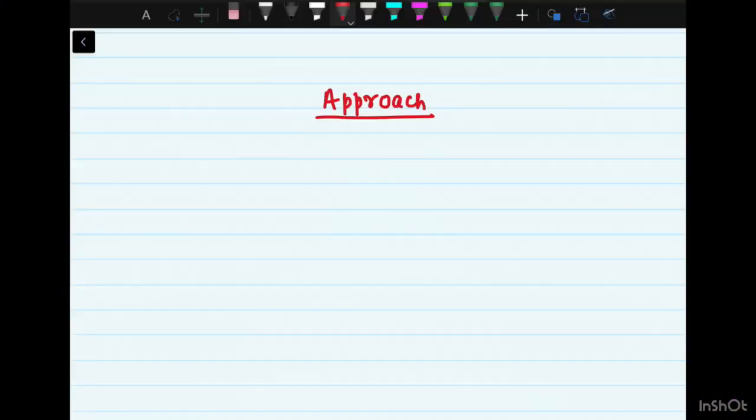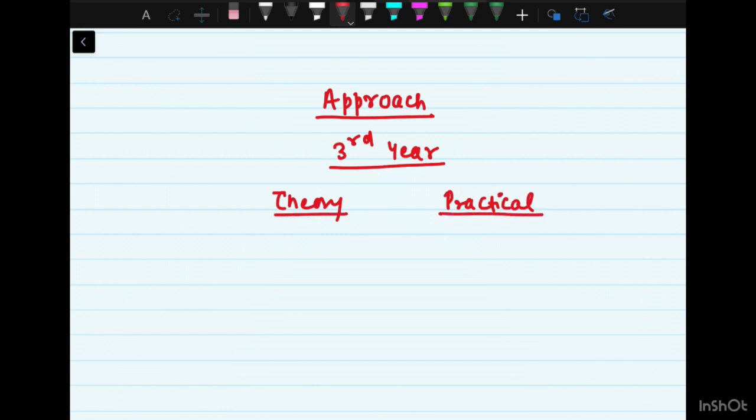Right, so let's begin with the general approach of the PG residency. We'll start with the third year because the ultimate aim is to clear your exam, which will include your theory and your practicals. Part of this knowledge is accomplished in second year and first year. So I'll tell you the ultimate aim and which part of that aim can be covered in your second year and first year.